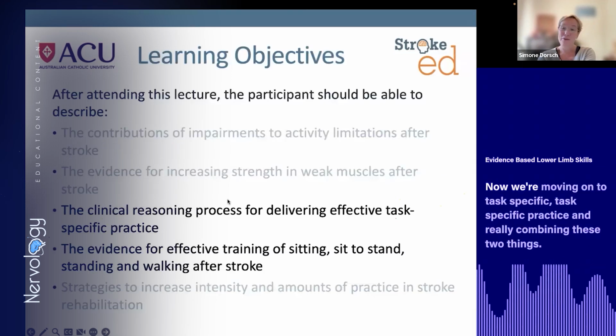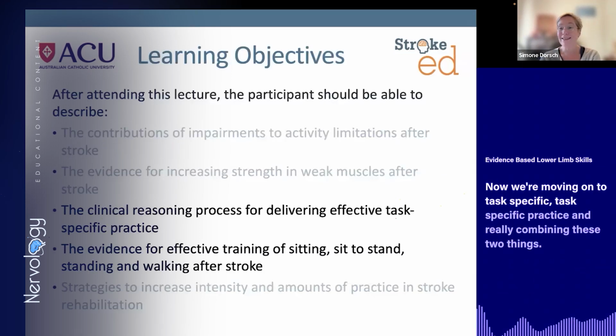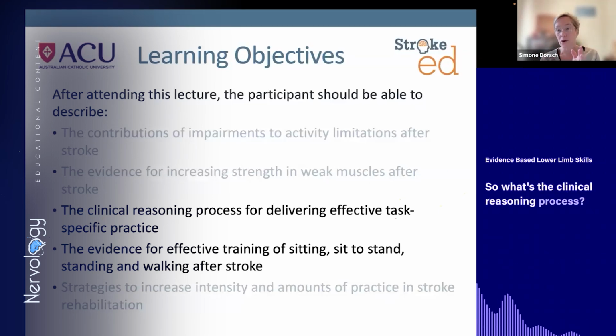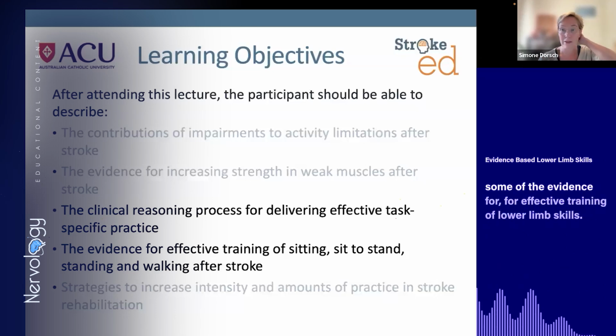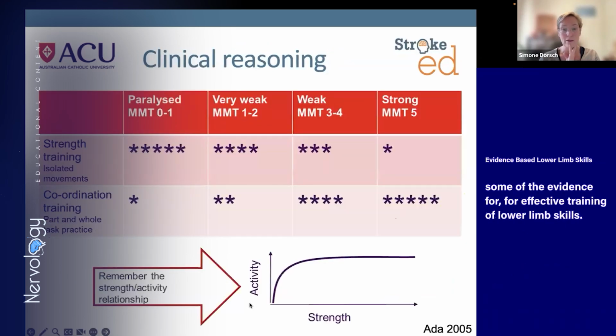Okay. Now we're moving on to task specific practice, and really combining these two things. So what's the clinical reasoning process around our delivery of effective task-specific practice, and also talking to some of the evidence for effective training of lower limb skills.